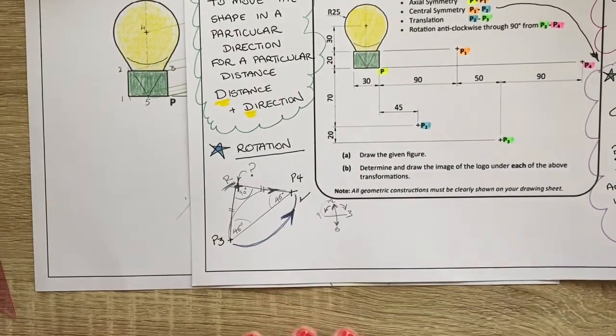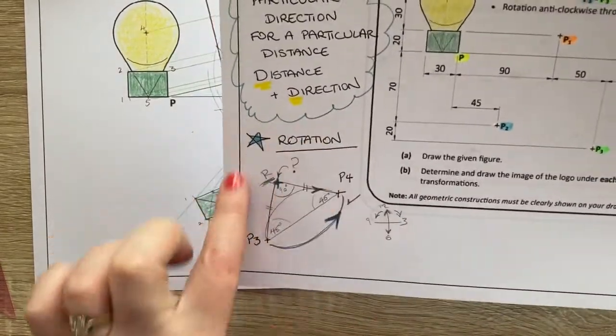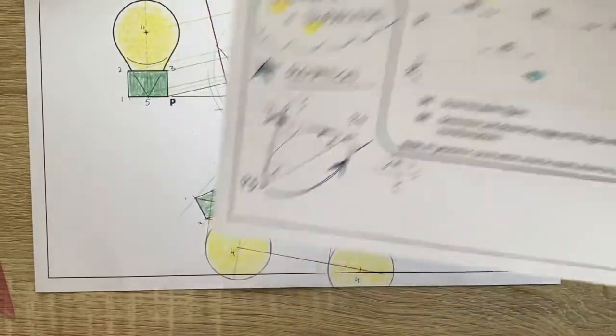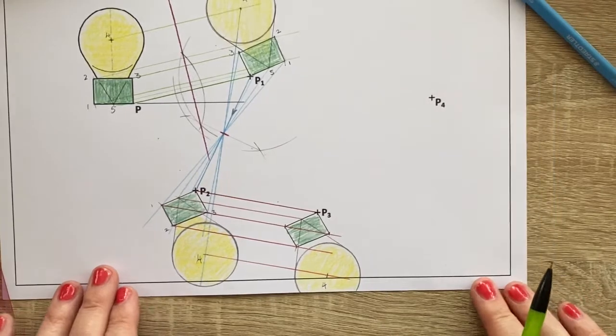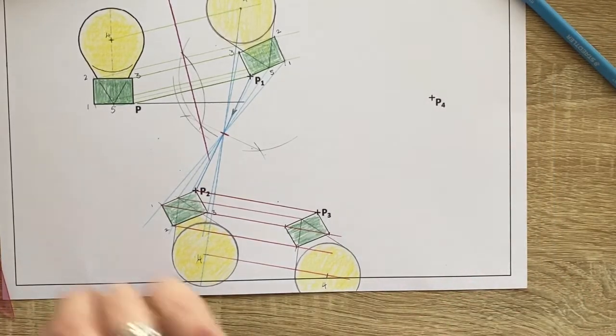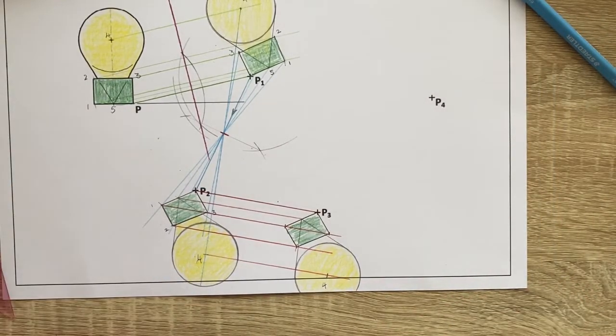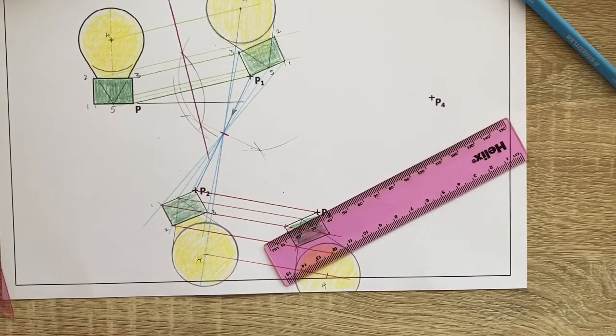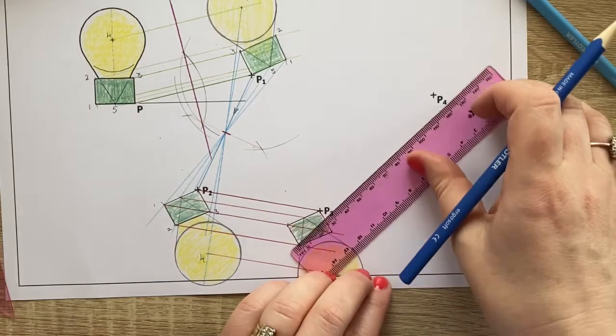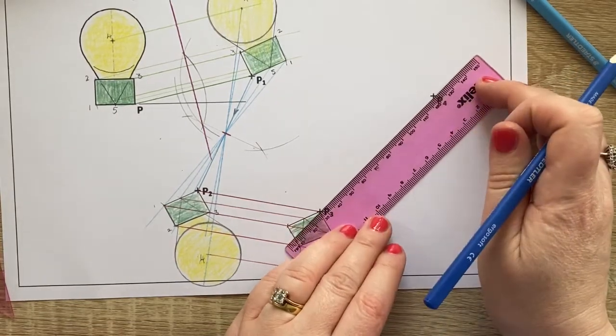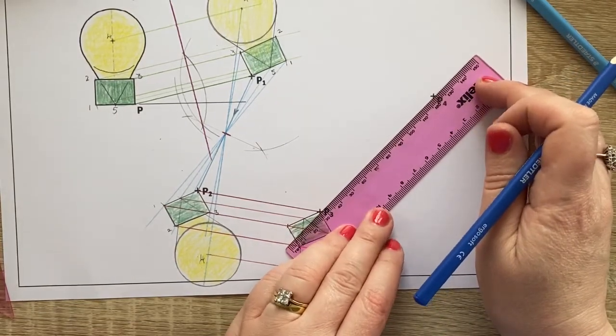Okay, so back to my question. So I need to reproduce that little sketch. That's why I did it in the first place. And I need to reproduce it here. So my first job is to join P3 to P4. I'm looking for a colour I haven't used already. I don't really have one. Dark blue. So P3 gets joined to P4.